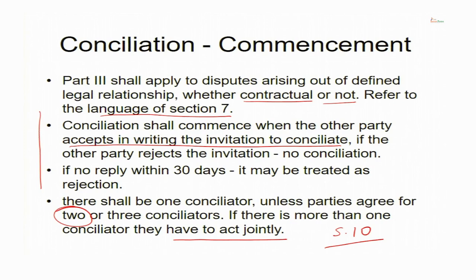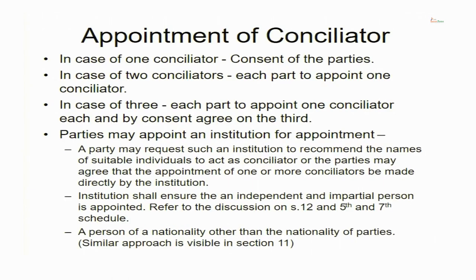So we have understood how conciliation commences. We have understood the number of conciliators. Then you have the procedure for appointment of conciliators. Keep in mind Section 11, which we have studied, that talks about appointment of arbitrators. In case of one conciliator, both the parties have to agree on the name. It shall be done by the consent of both the parties. In case of two conciliators, each party appoints one conciliator. In case of three conciliators, each party appoints one conciliator, and both the parties will agree on a third conciliator. On this point, there is some difference between arbitration and conciliation.